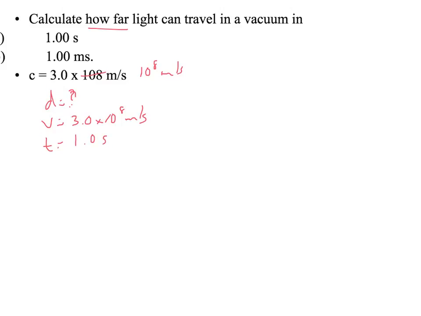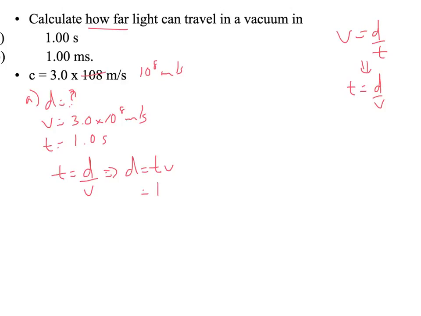So our equation, V equals D over T, can be rearranged so that T equals D over V. So let's use that. So A, excuse me, we're looking for D. D equals T times V. Sorry about that. T is 1. Velocity is 3.0 times 10 to the 8. And therefore we get 3.0 times 10 to the 8 meters.